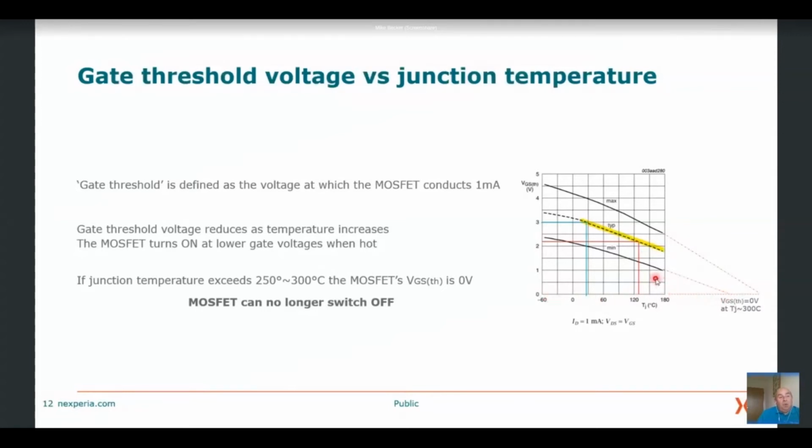So if you put enough energy into the MOSFET and you take the junction temperature beyond 175 degrees, eventually you reach a point where the MOSFET will no longer turn off. And this is one of the failure modes in some applications, because as that device gets hotter and hotter, as the cells inside get hotter, you no longer have the ability to turn the MOSFET off, and it becomes a short circuit.